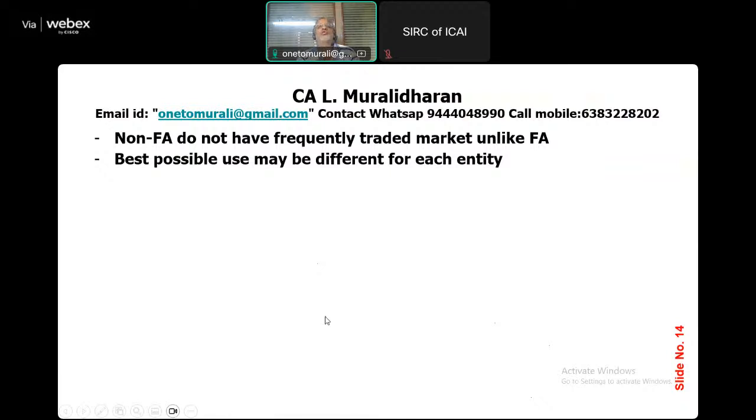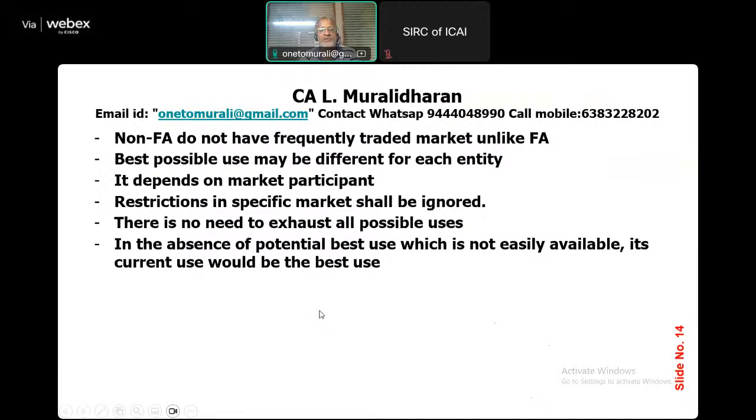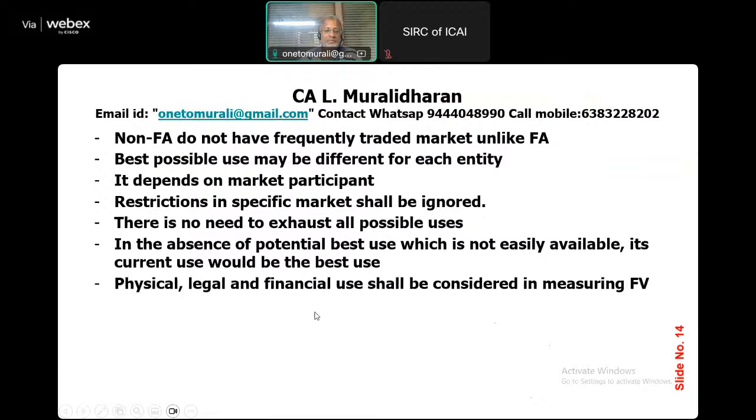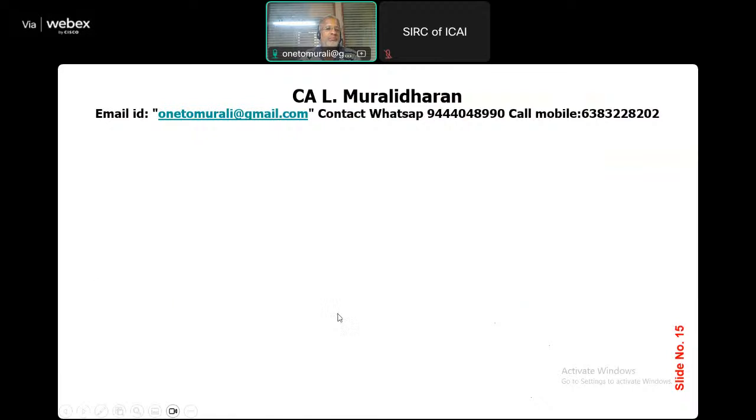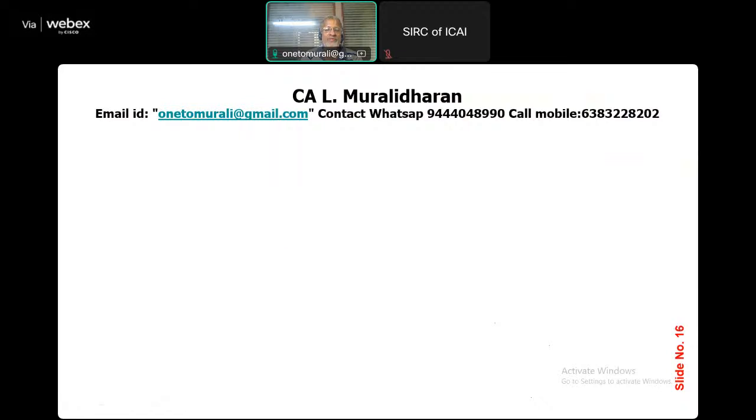It is not necessary that we exhaust all the possible ways of usage. The current usage itself will be taken up as the best usage. That is what we have said. There is no need to exhaust all possible uses. In the absence of a potential best use, which is not easily available, its current use will be the best use. We shall take into consideration, for such cases, physical, legal and financial use in measuring the fair value. Is fair value applicable only to assets? No, liabilities also. And own equity instruments also will have that.